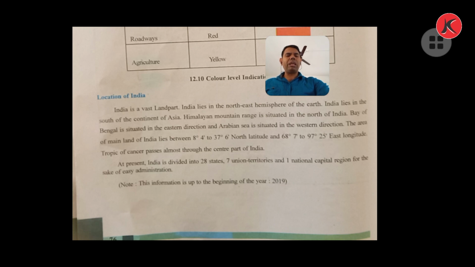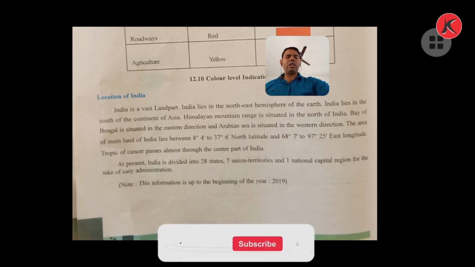The area of the mainland of India lies between 8°4' to 37°6' north latitudes and 68°7' to 97°25' east longitudes. That is, the Tropic of Cancer passes almost through the central part of India. At present, India is divided into 28 states, 7 union territories and 1 national capital territory for the sake of administration.